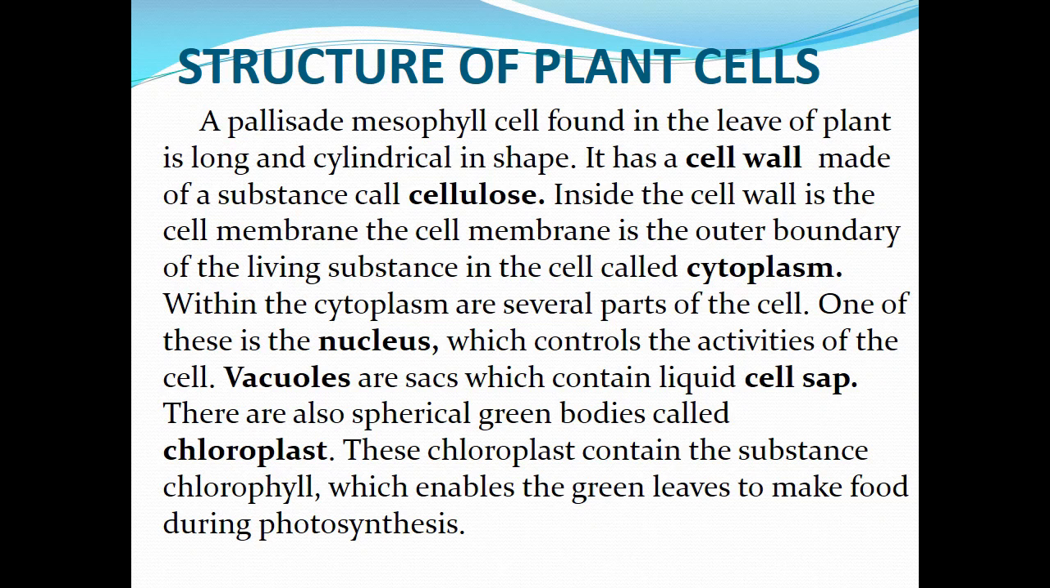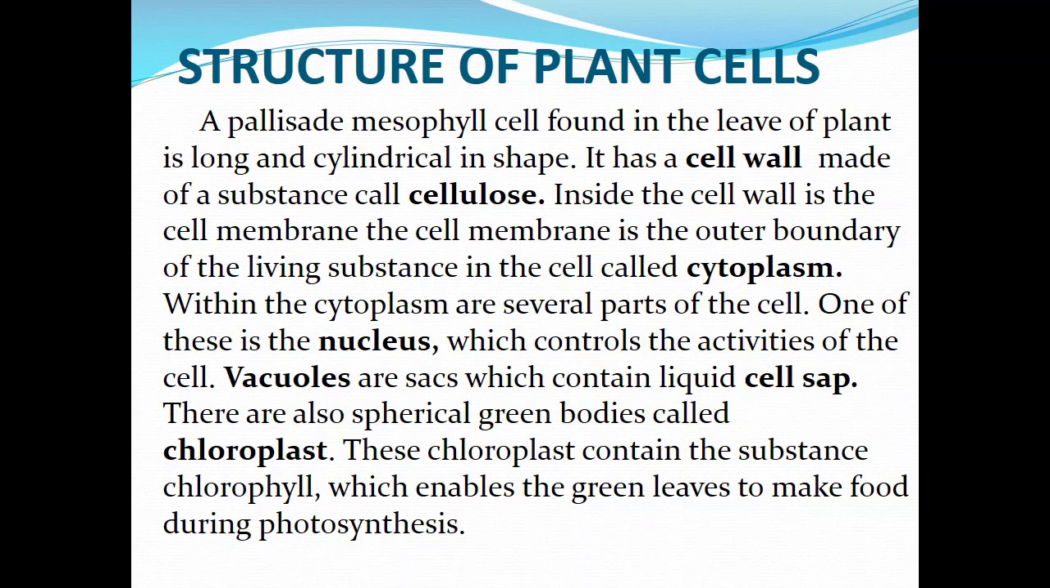It has a cell wall made up of a substance called cellulose. The cell has an outermost part called a cell wall, and this cell wall has a substance in it called cellulose. The cell wall is the outermost part of the plant cell. Inside the cell wall is a cell membrane. Inside the cell wall, you find another wall called the cell membrane. It is the outer boundary of the living substance in the cell called cytoplasm.